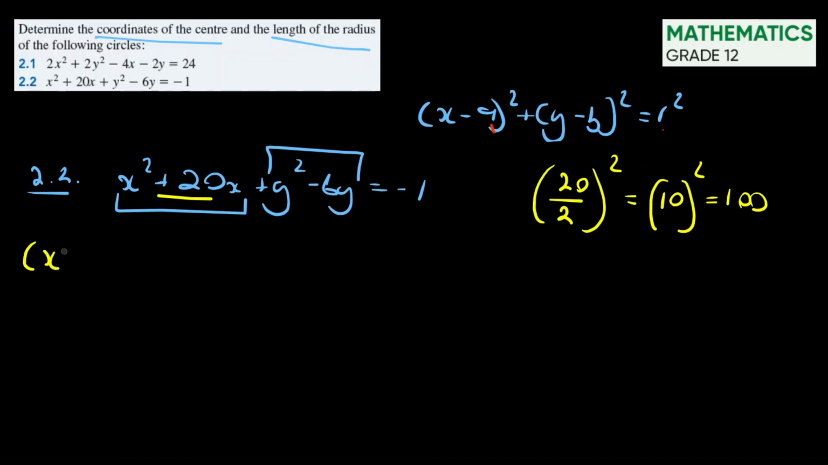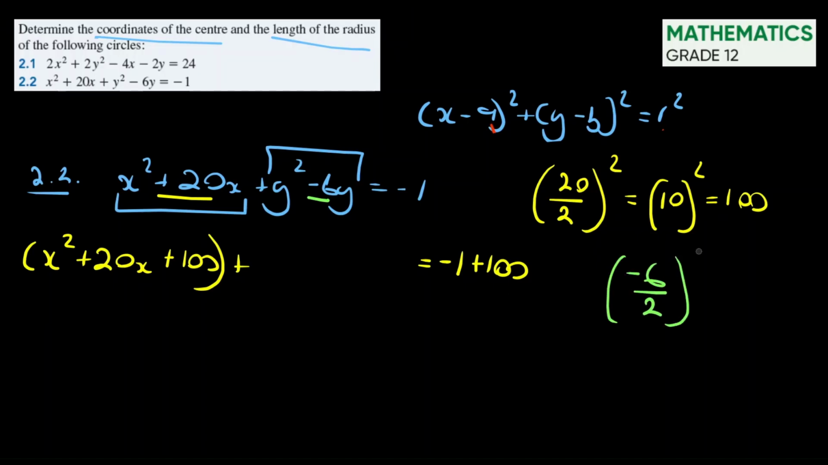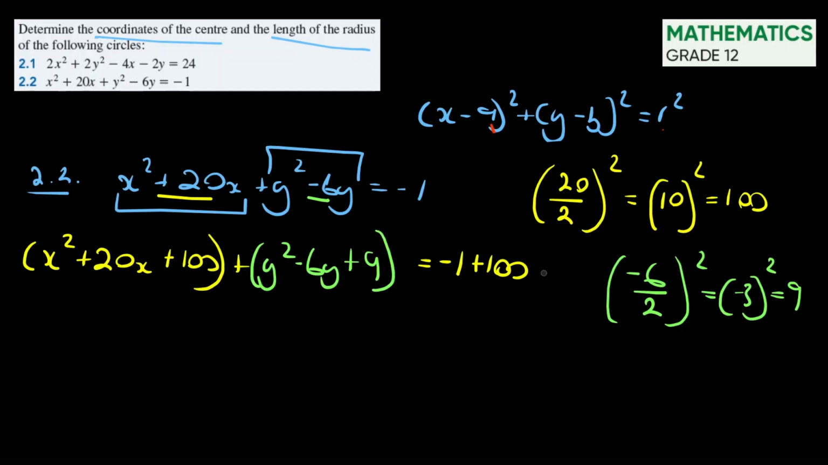We proceed and open the bracket, plus 20x plus the 100, close the bracket. We have minus 1 on the right, so we add 100. Now we do the same thing for the y, minus 6. We take the minus 6, divided by 2 or multiplied by half, which will be negative 3 squared, which will be 9. Open the bracket, y squared minus 6y plus 9, and we add the 9 as well. Don't forget on the right hand side, what you do on the left, you also do on the right.